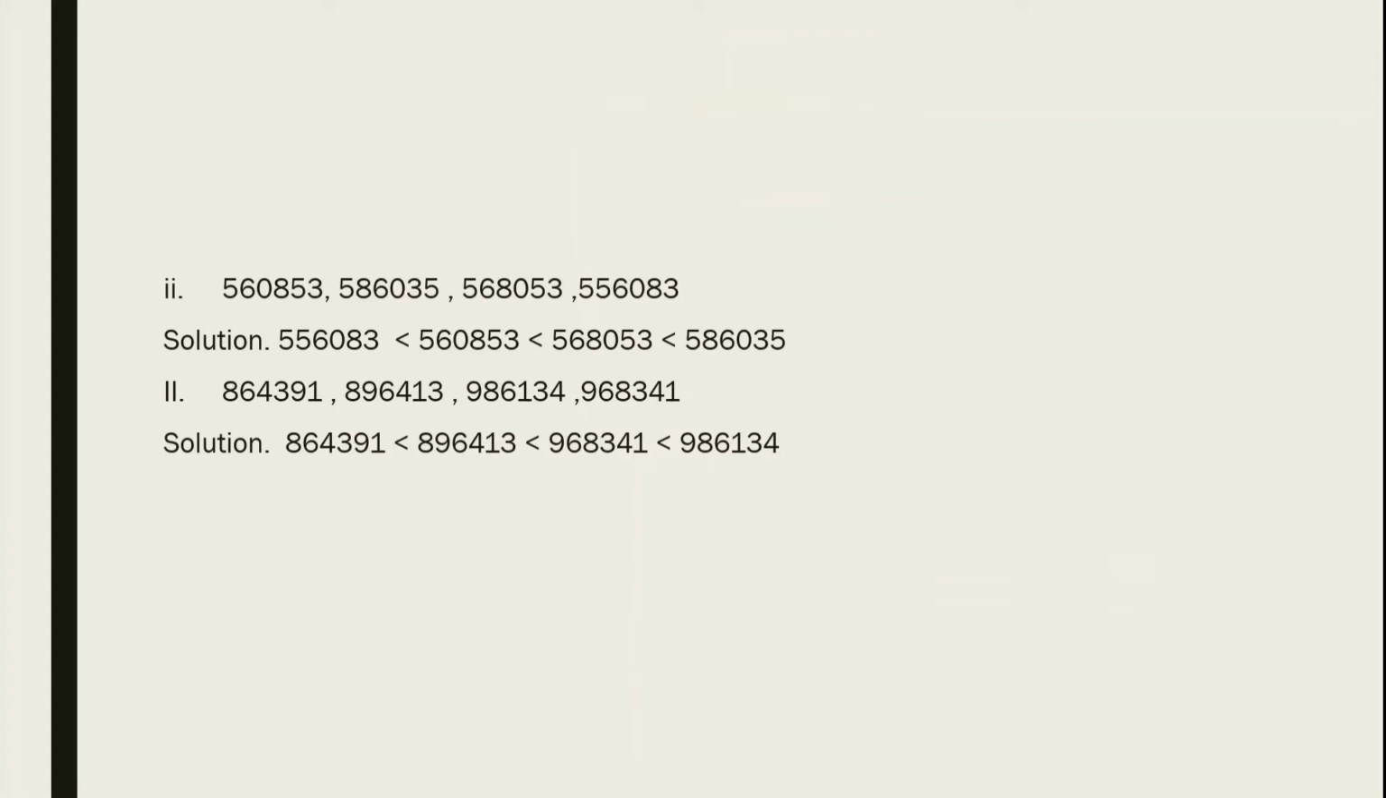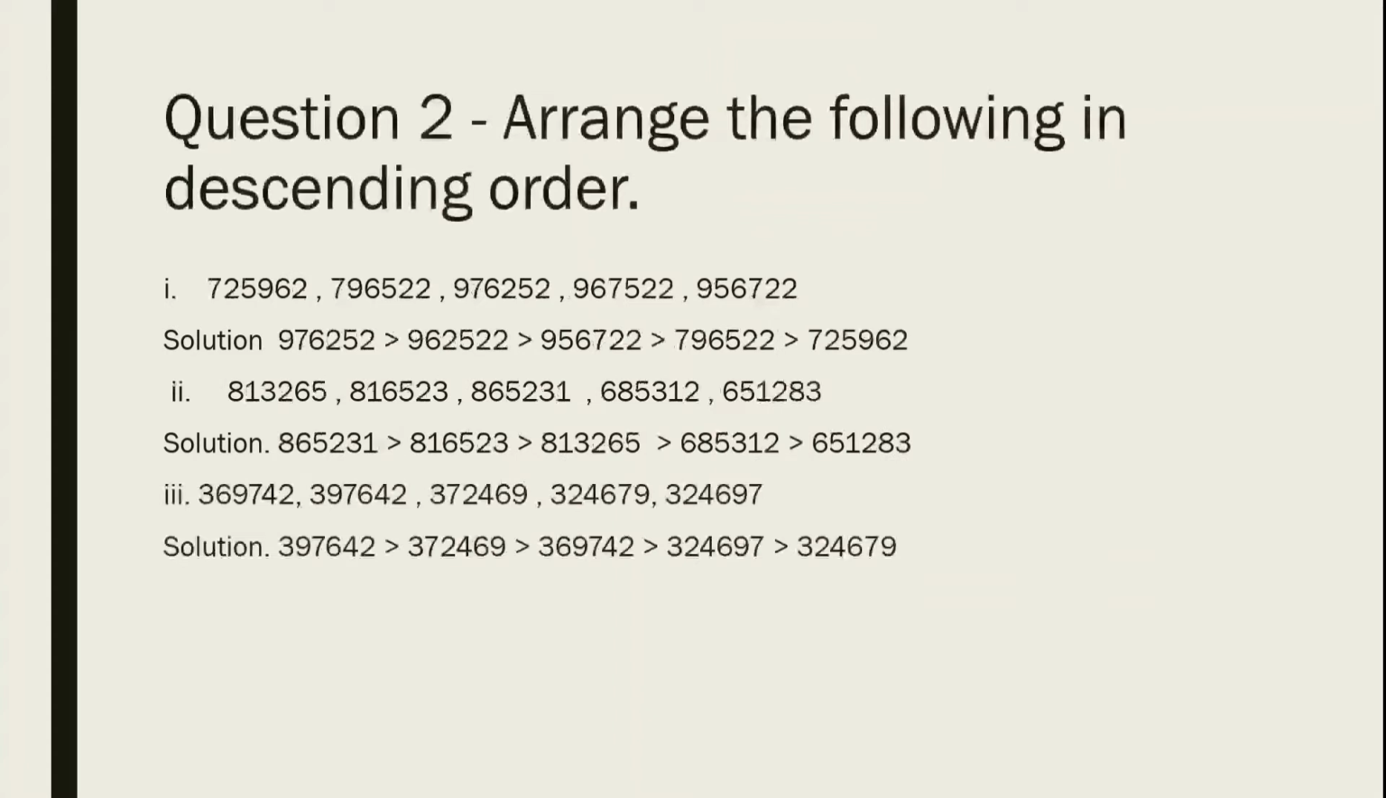Now in the same manner you have to solve the second and third question. Question number 2. Arrange the following in descending order. What is descending order? Descending order means from larger number to smaller number. First we have to write the largest number, then put the greater than sign, and then the lowest number. So let's check out the first question.